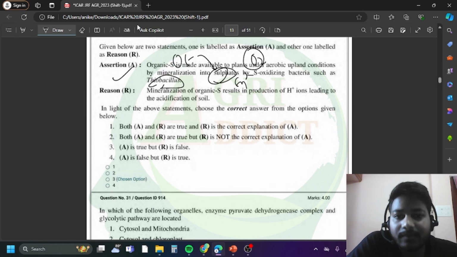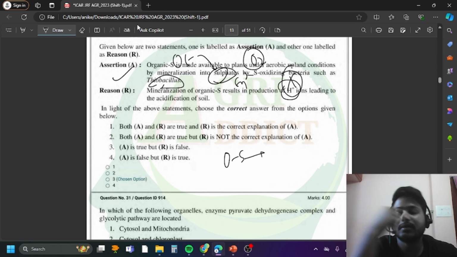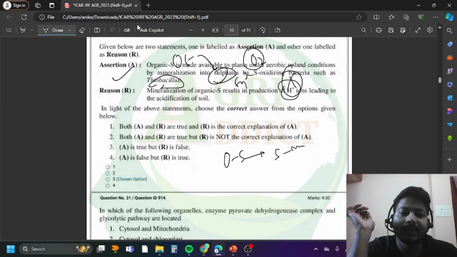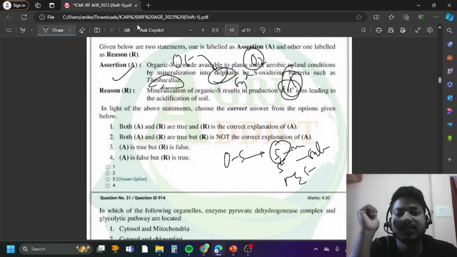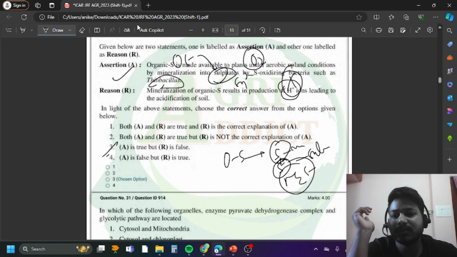Mineralization of organic sulfur results in production of H plus ion, leading to the acidification of the soil. Not at all, because when organic sulfur undergoes mineralization, it will form the sulfate form SO4 2 minus, the sulfide form S2 minus, and H2S, hydrogen sulfide. These three will form after organic sulfur mineralization. There is no chance of forming the H plus ion. So the reason is false. A is true, reason is false.